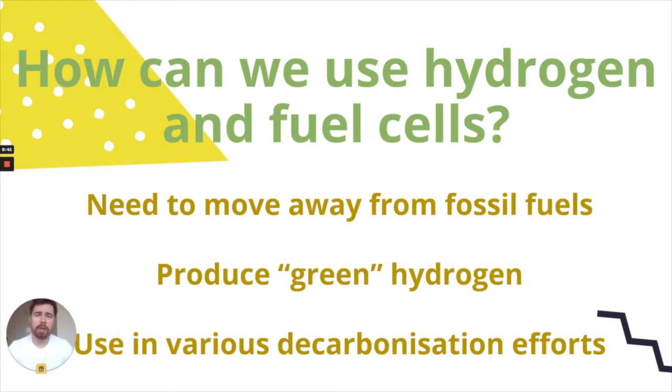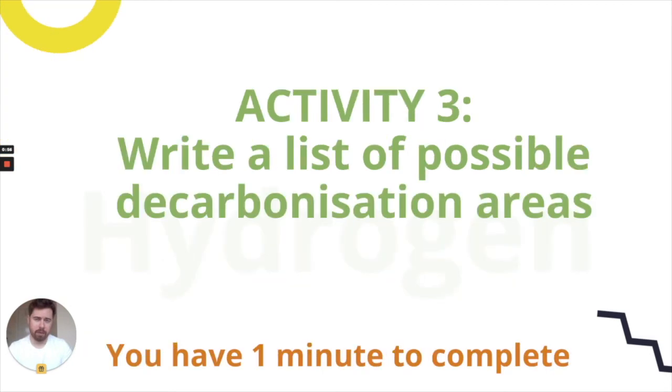Once we scale up our ability to make green hydrogen, the idea is then to use that green hydrogen in various different decarbonisation efforts. That means working out which industries can benefit most from green hydrogen. So as activity 3, I'd like you to write just a short list, maybe 3 different areas that you think could be decarbonised potentially by using hydrogen.